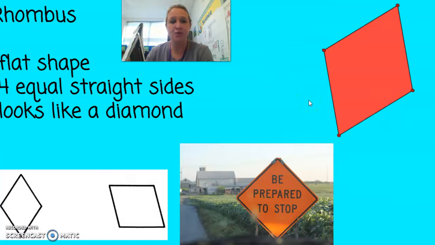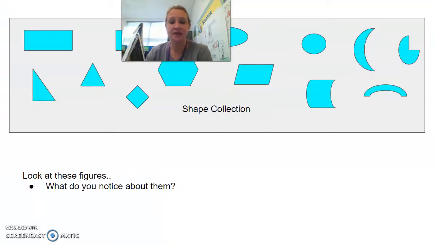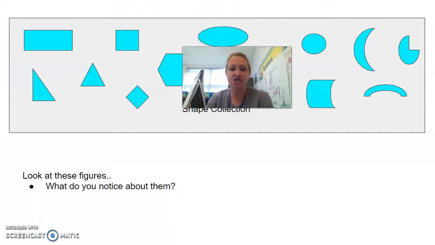And rhombus, say rhombus. How many straight sides does a rhombus have? 4. How many vertices? 4. And it's shaped like a what? What is that? A diamond. Very good. All right, so look at these shapes.